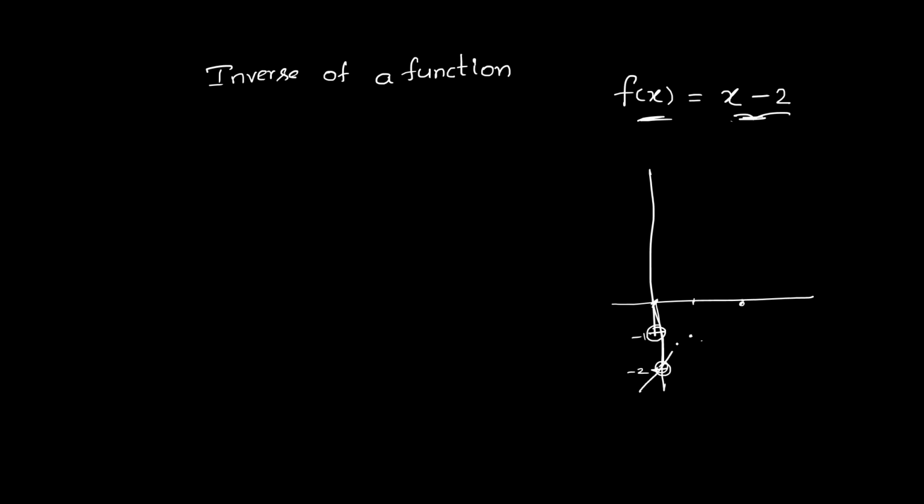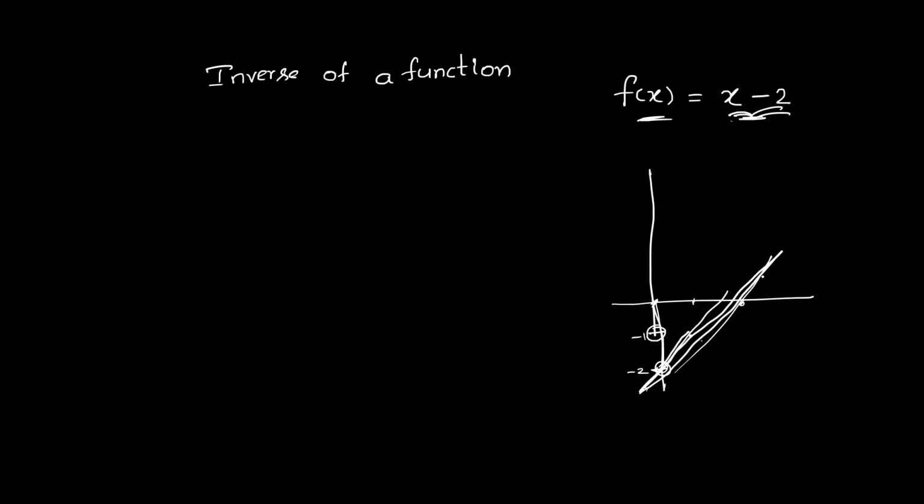Now this is a straight line, because x minus 2 is a linear function. It is not a quadratic function, it is a linear function. If you plot a graph for a linear function, it will be a straight line. If you plot a graph for a quadratic function, it will be a parabola. Since this is a linear function, the graph will be a straight line.